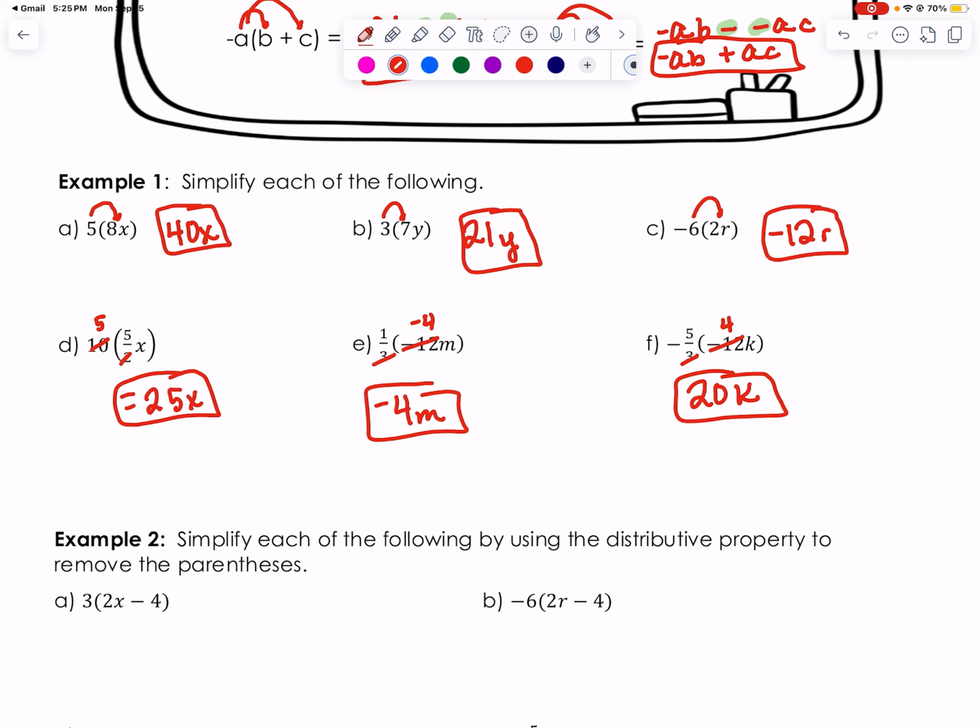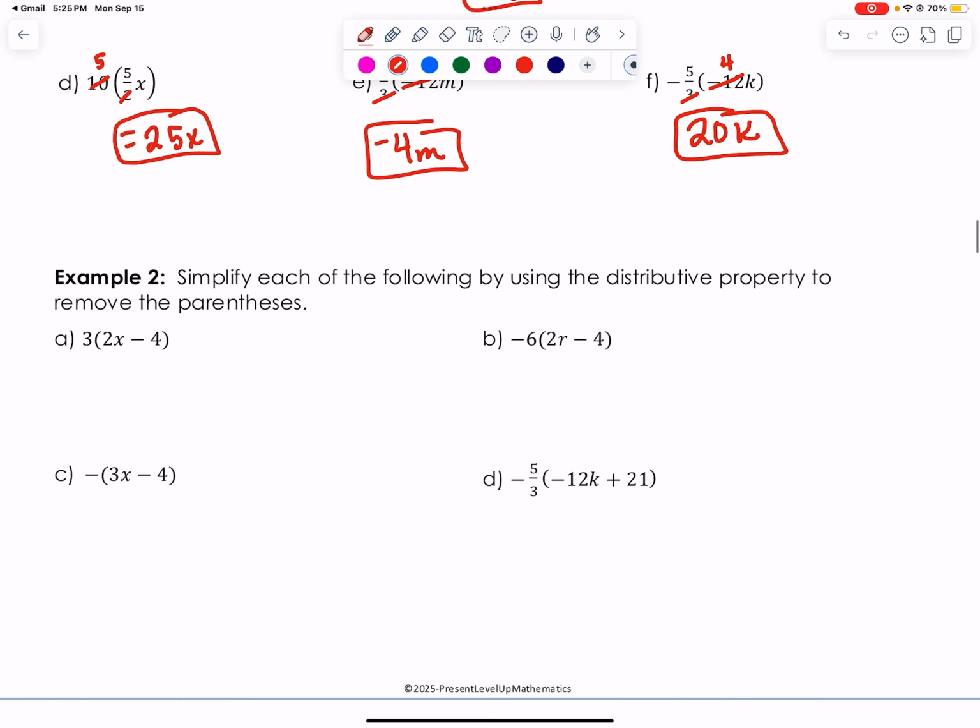Now, let's look and see what happens when we multiply a constant times a binomial. So in problem A, it says simplify each of the following by using the distributive property to remove the parenthesis. So in problem A, we have 3 times the quantity 2x minus 4. So I want to multiply 3 times the 2x minus 3 times 4. So 3 times 2x is 6x, and 3 times 4 is 12. So 6x minus 12.